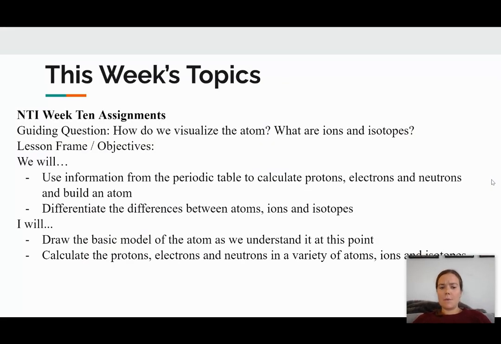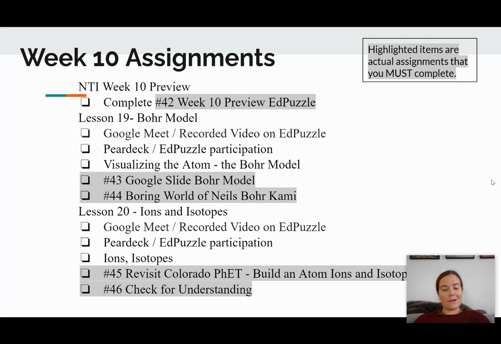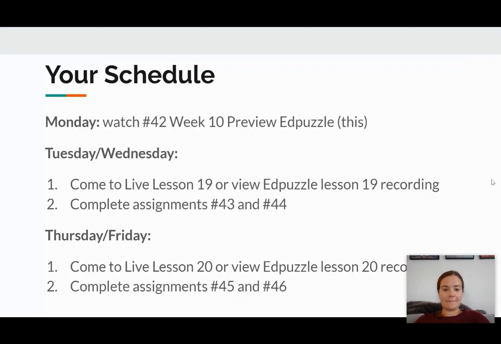So like I said, this week we're talking about how we visualize the atom. And the goal is to maybe get to talking later in the week about ions and isotopes, but we'll see how that goes based on our lesson today. So you are going to walk away with two new assignments. One is a reading comprehension activity, number 44, and then number 43 is an activity where you're going to be practicing building these models of the atom, following the rules we're going to go over today.